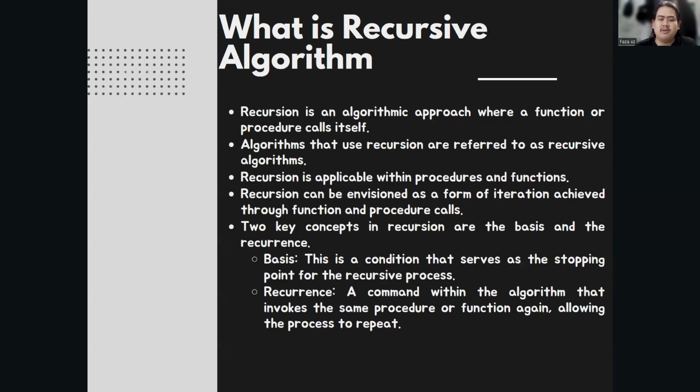Recursion is applicable within procedures and functions. Recursion can be envisioned as a form of iteration shift through function and procedure calls. Those two concepts in recursion are the basis and the recurrence. Basis is a condition that serves as the stopping point for the recursive process. Then recurrence is a command within the algorithm that invokes the same procedure or function again, allowing the process to repeat. For example code, my friend will explain.